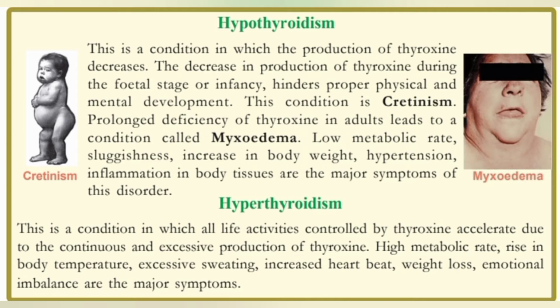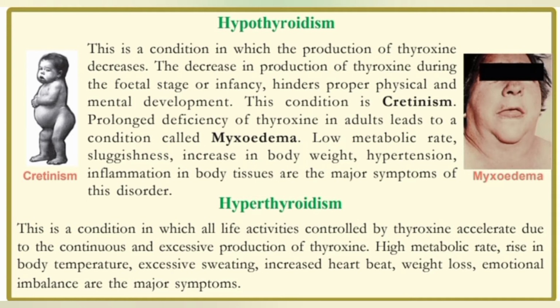The term hypo means lower level and hyper means higher level. Then what is hypothyroidism? This is a condition in which the production of thyroxin decreases. The decrease in the production of thyroxin during the fetal stage or in infancy hinders proper physical and mental development. This condition is called cretinism.